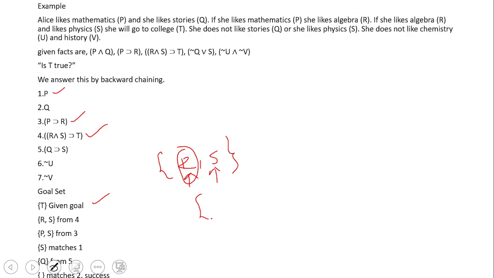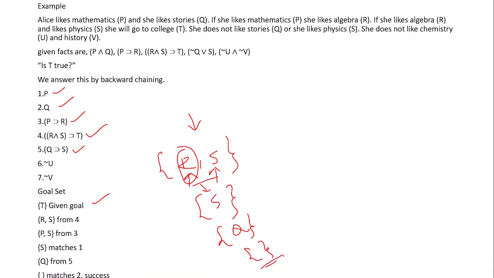The second goal we are having is S alone. Where can we get S? From the fifth, we can get it from Q. Is Q there? Q matches with the second one. So we reach the empty goal. So we reach the goal, so T is true. This is the backward. Forward is that one. This is the backward: we are going from the goal to subgoals, and we can see whether the subgoals are reaching, and if we get the empty goal, then we can say that our goal is true. This is called the backward.